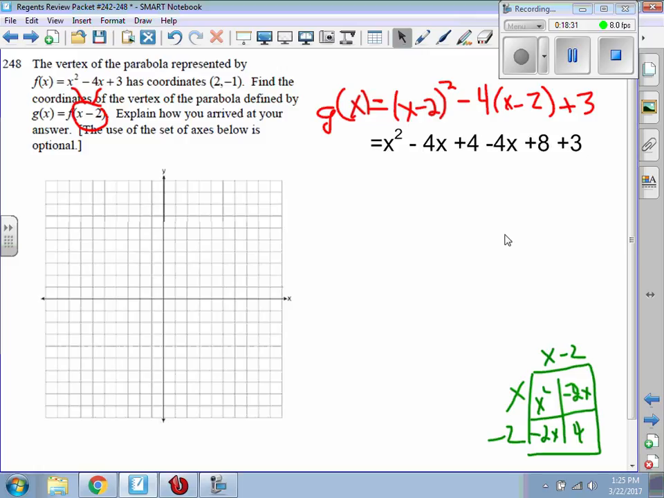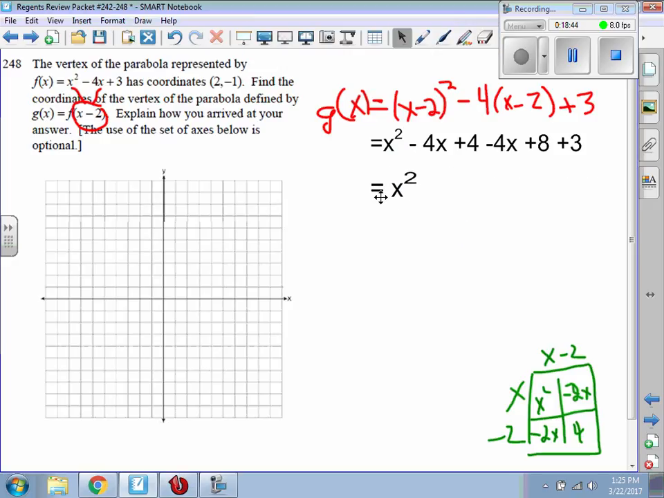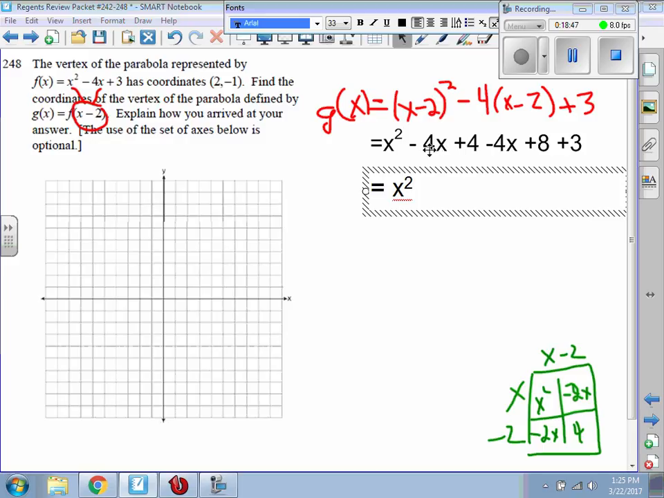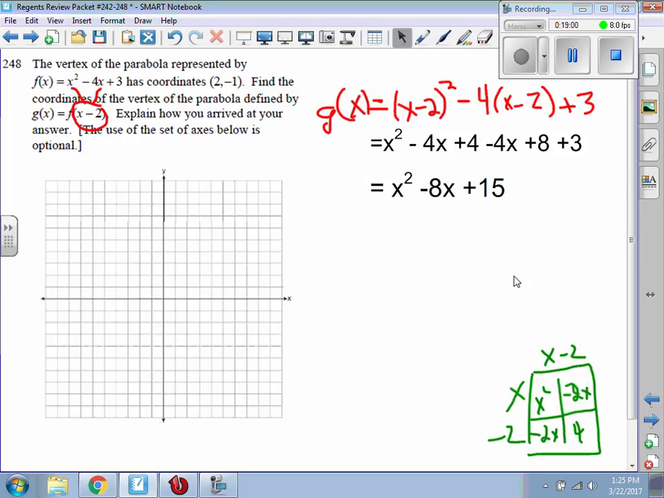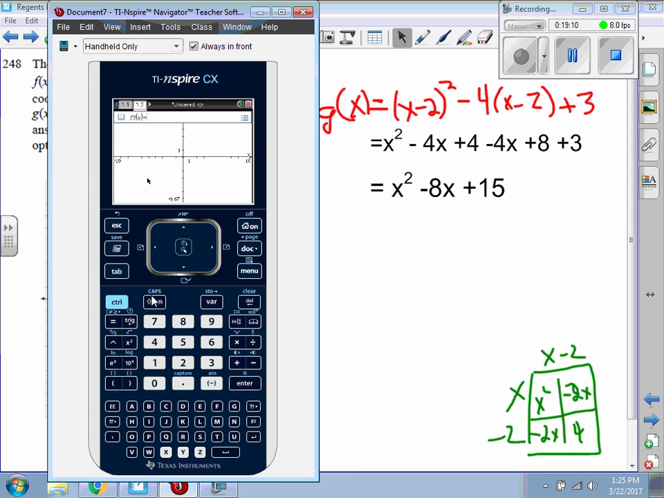There we go. Find your like terms. X squared doesn't have any like terms, so equals x squared. Get that out of the way. X's, regular x's. This -4x and the -4x combine to make a -8x. And then we have a 4, an 8, and a 3. They combine to make a 15. I can now graph this x squared minus 8x plus 15, to figure out, hey, what's my vertex? So I'm going to add a graph. I'm going to graph x squared minus 8x plus 15.